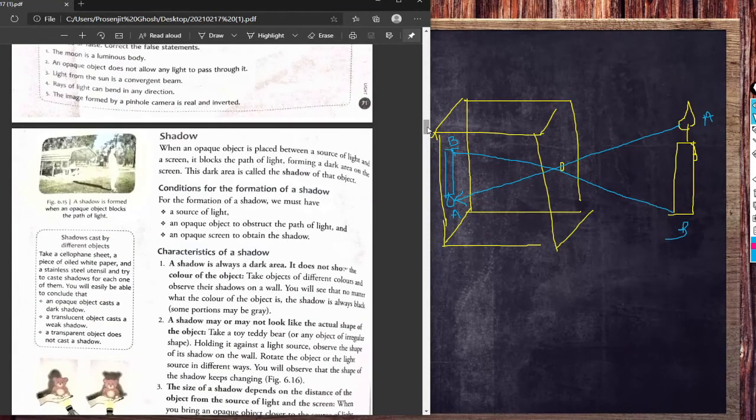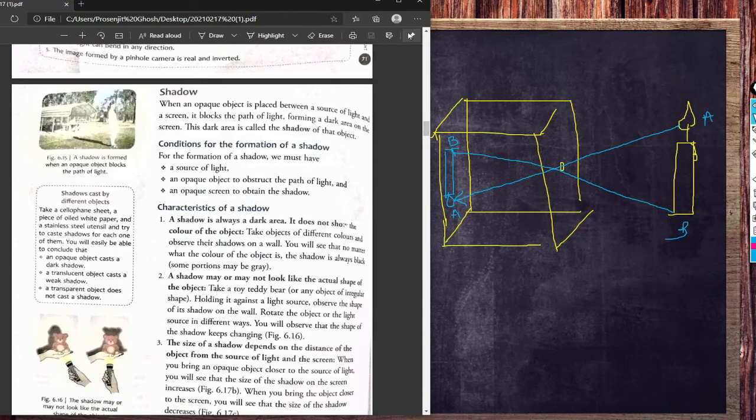Coming to the shadow. Now what is a shadow? We all know about shadows. If some object blocks the light, then one dark shadow will appear with the same shape. That all happens due to the opaque material blocking the light, but the rest of the light which is not blocked can pass. So in this case we will have one dark shadow.